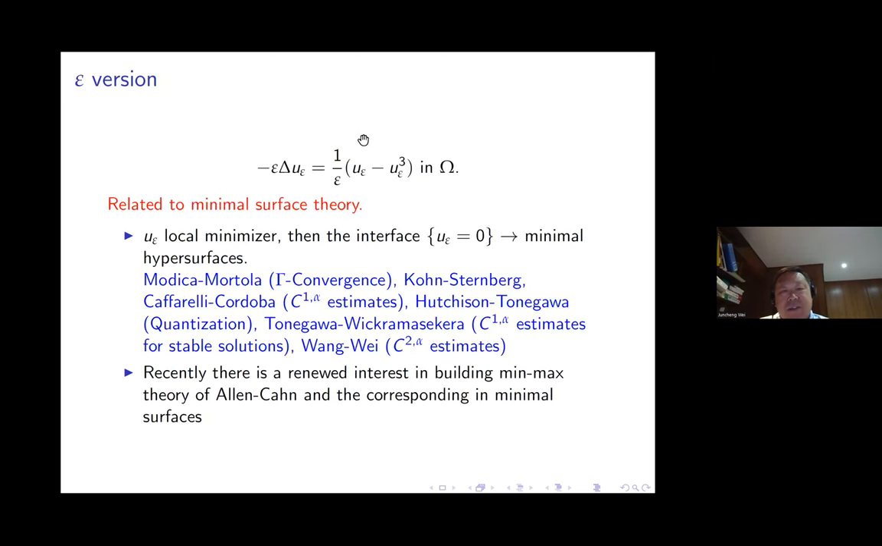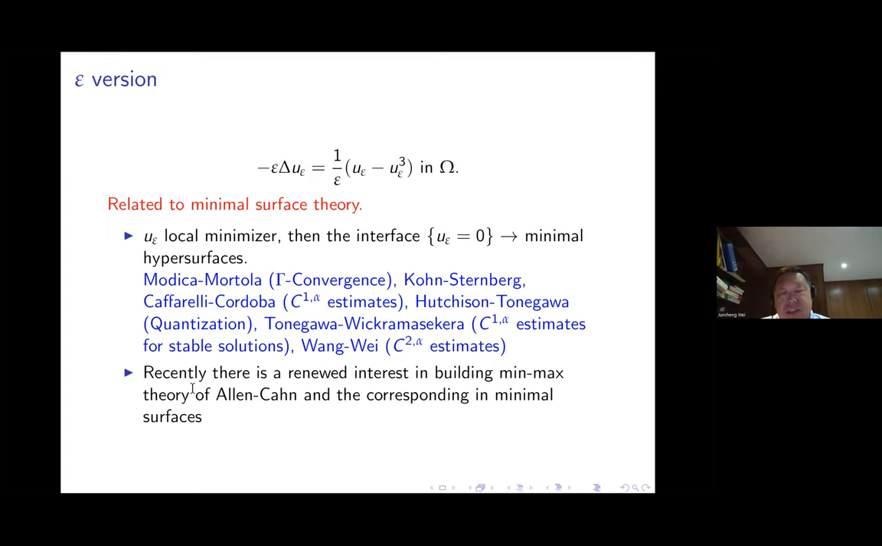And if we scale the problem in a bounded domain, then we know local minimizers of the energy functional approach a minimal surface. This is the famous result of Modica and Mortola on gamma convergence. And then you can get a C1 alpha estimate, the quantization, and the C2 alpha estimate. So there is lots of work concerning the limit as epsilon goes to zero.